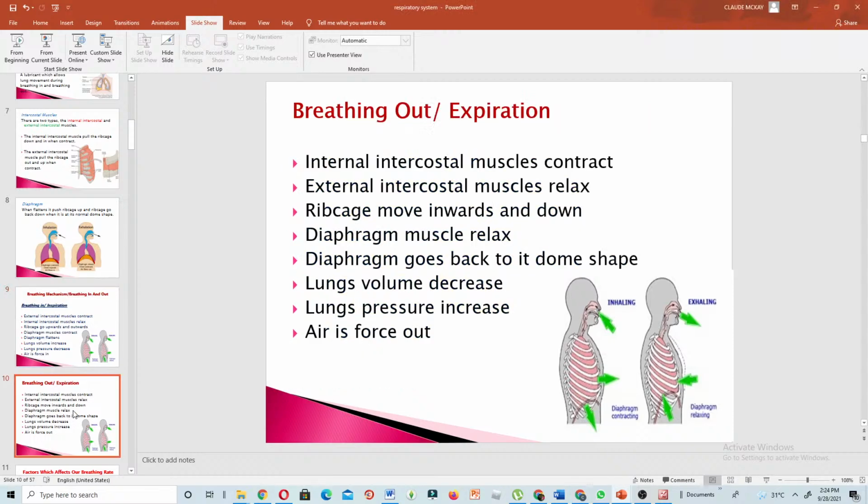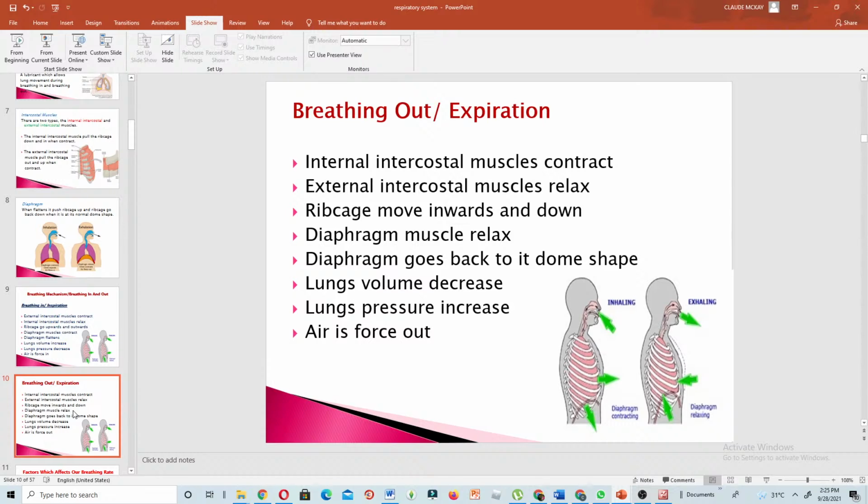Now, whenever you're breathing out, the total opposite is taking place. It is the reverse. This time it is the internal intercostal muscles that will contract and not the external ones. So the external ones relax and the internal ones contract. As for breathing in, the rib cage was moving up and outward. This time for breathing out, the rib cage moves inwards and downwards.